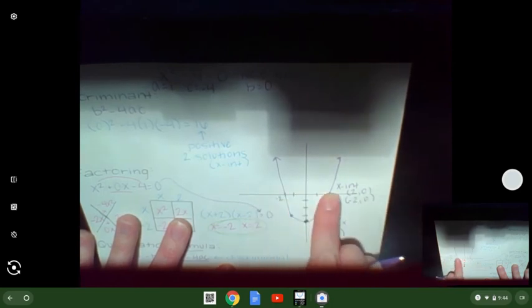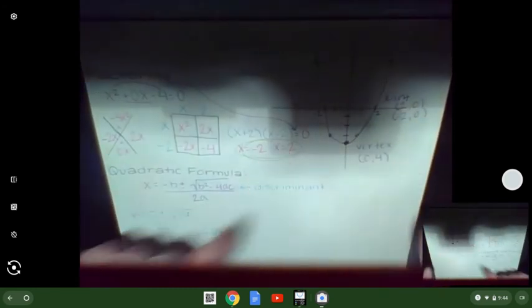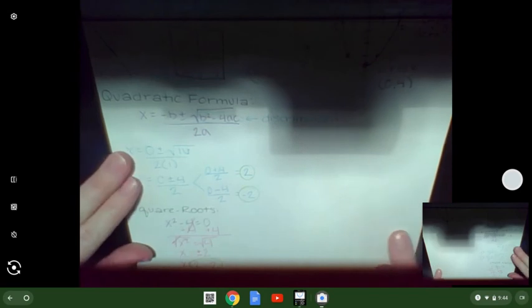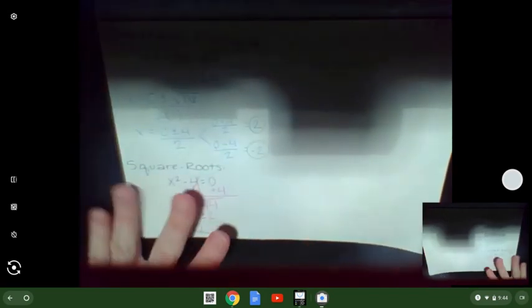My graph where I cross the x-axis is the exact same thing we get when we solve by factoring, when we solve using the quadratic formula, or when we solve using square roots. It's a lot that we have learned, but it's all connected. So bear with me, I'm going to go through another example here.